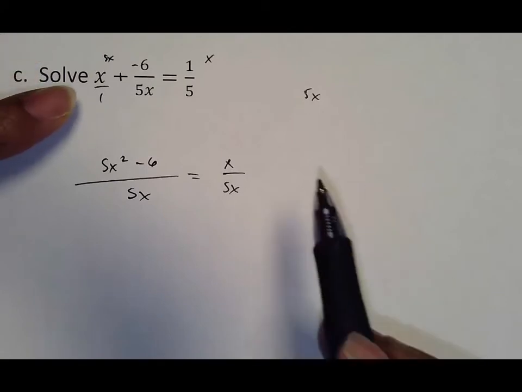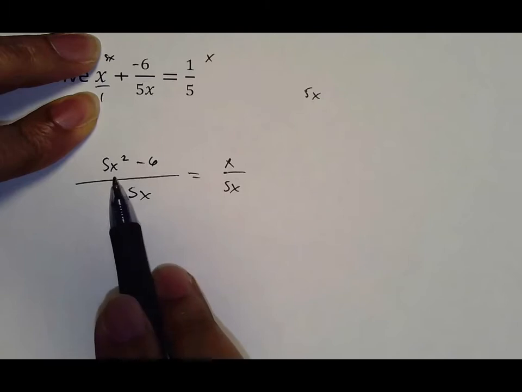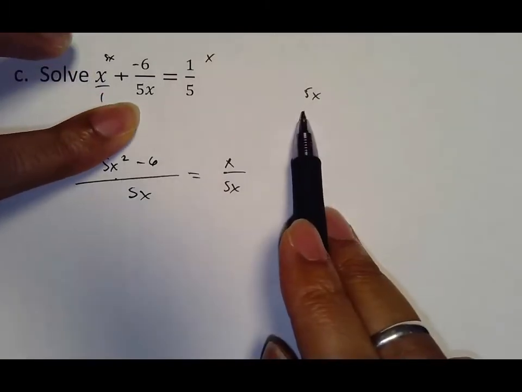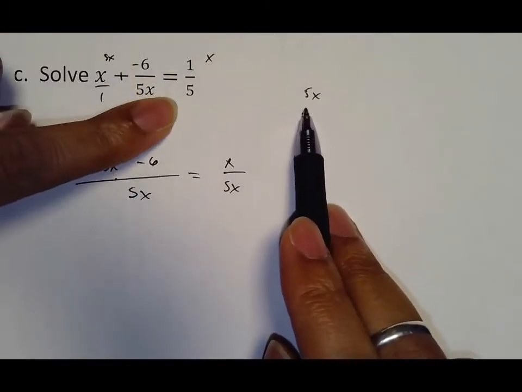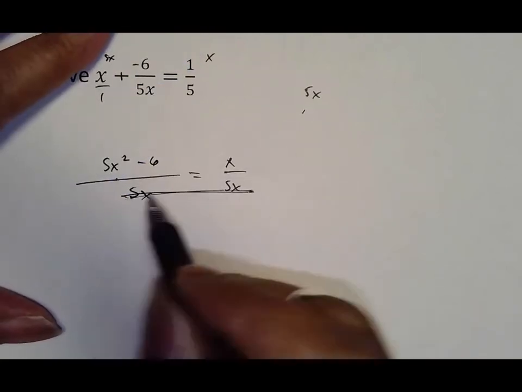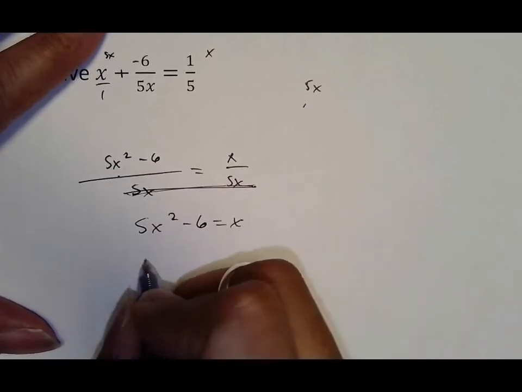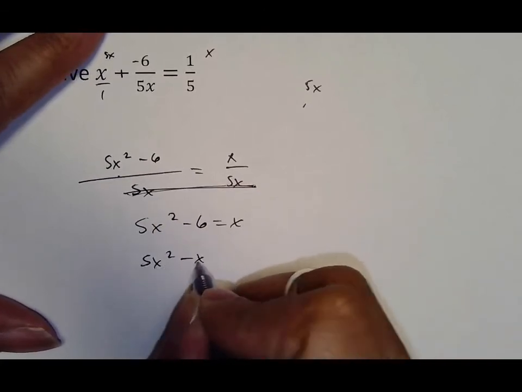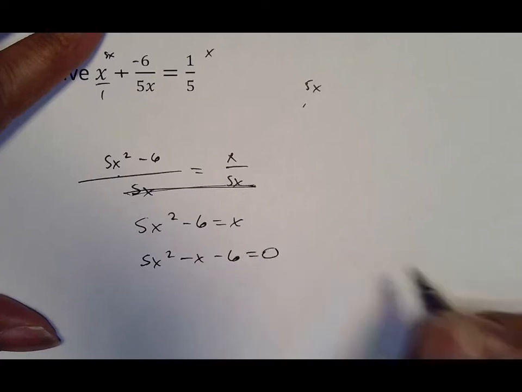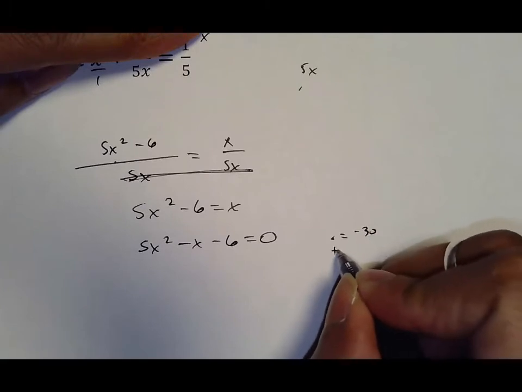So again, 1 is missing both, so I multiplied by 5x, getting 5x squared. That's missing nothing, so bring down your minus 6. This is missing an x, so bring down whatever 1 times x is. Ignore the denominator and then solve it. So 5x squared minus 6 equals x, which means move your x over. And now we're looking for numbers that multiply to be negative 30 and add to be 1.